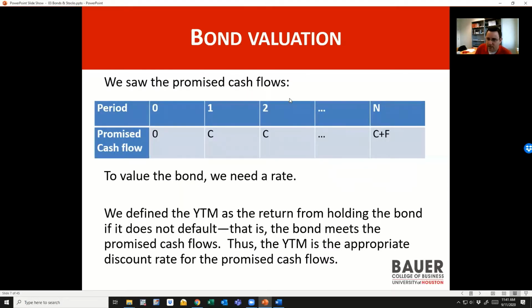So we've laid out the cash flows. We got this constant payment C made at regular intervals for a fixed period, time N, and then we've got the principal payment at time N as well. To value these cash flows, we need a rate. Right? So we can go back to our week 1 material on present value. You got the cash flows, you need a rate. The yield to maturity is that rate. It's going to be the rate that discounts these promised cash flows to give us the price of the bond.